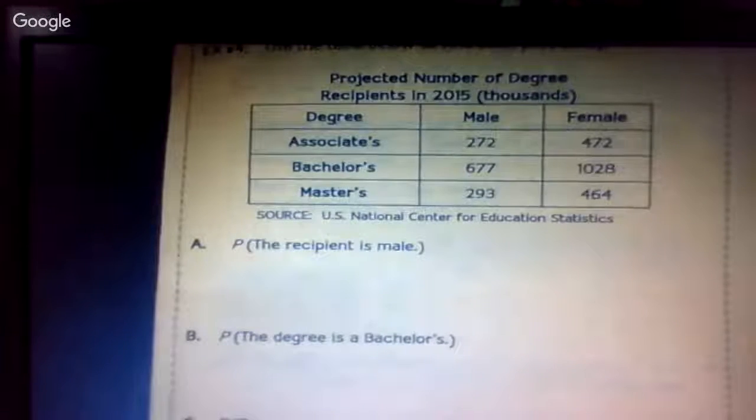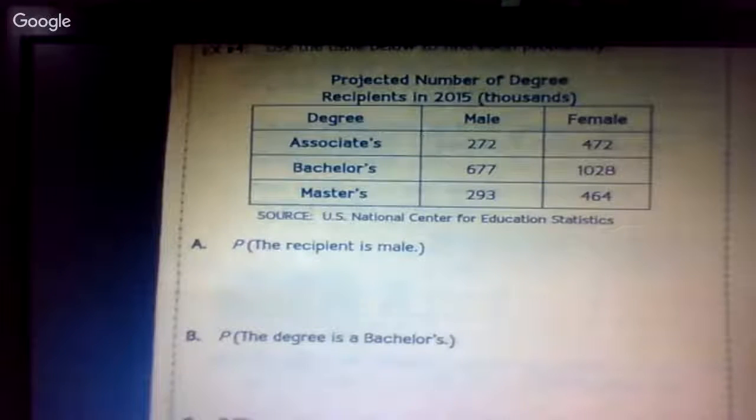Okay, so take a minute or two and give me some totals that go along with this two-way table, please. You'll need a total of how many males we have, a total of how many females we have, a total of how many associates, how many bachelors, and how many master's degrees.